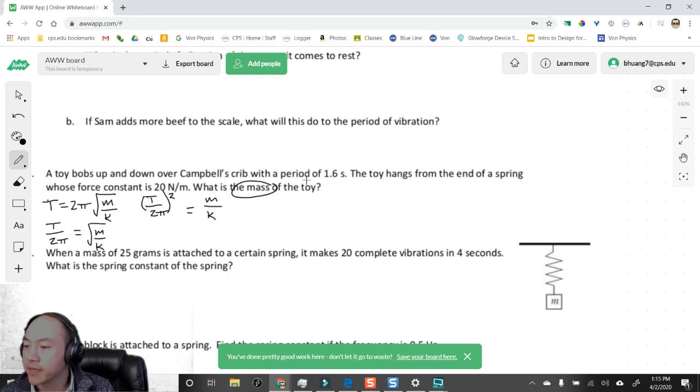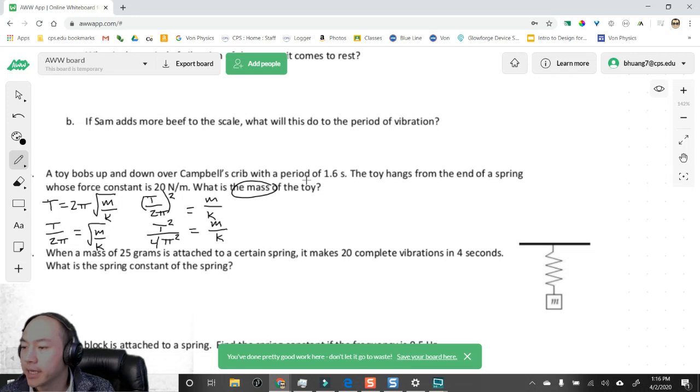Now I'm going to simplify this side, so T over 2 pi squared is the same thing as T squared divided by 4 pi squared. I want you to notice here that I'm squaring everything inside the parentheses, or everything on the left side. So that's the T, the 2, and the pi. So I get T squared over 4, which is 2 squared, over pi squared, is equal to M over K.